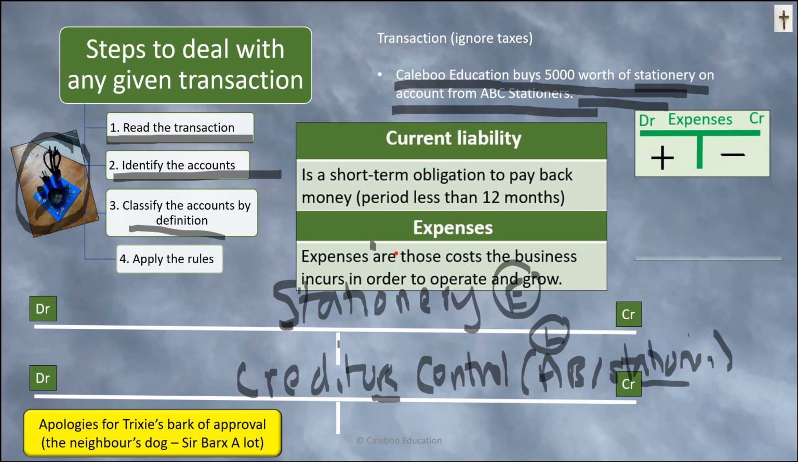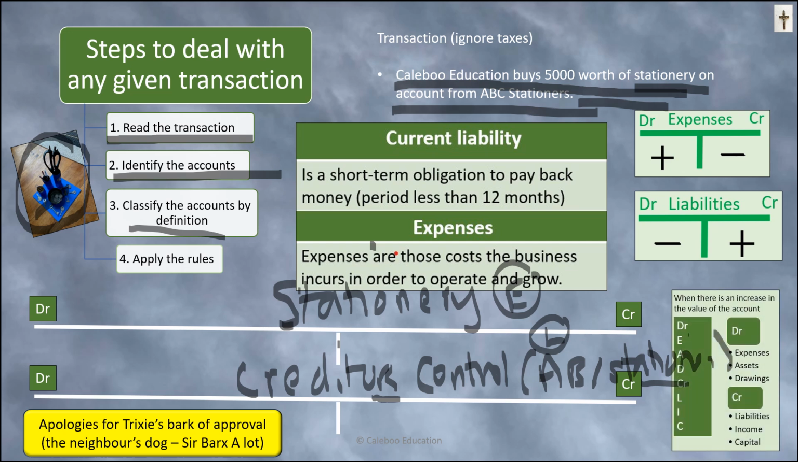Now I can use the rules if you've learned it like this, or if you know your acronym DEADCLIC. So let's apply the rules. Step number 4. Stationery is an expense. The rule says, you can check the rules, an increase in expense, the account gets debited. The amount was 5,000.